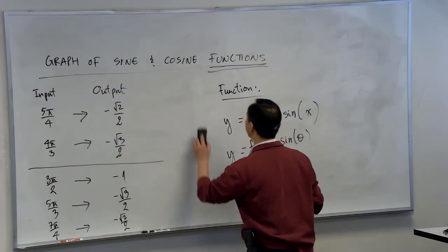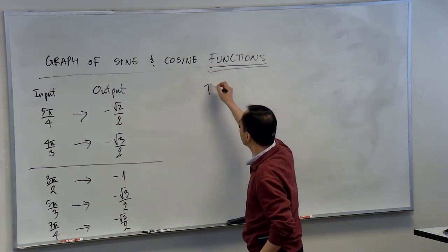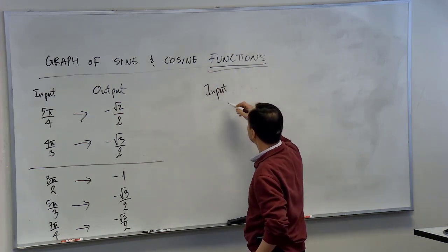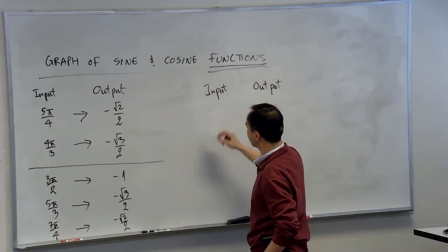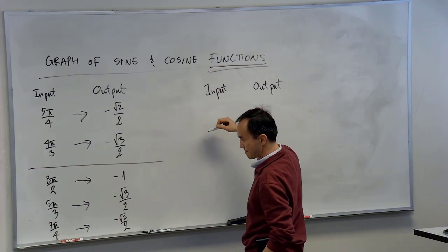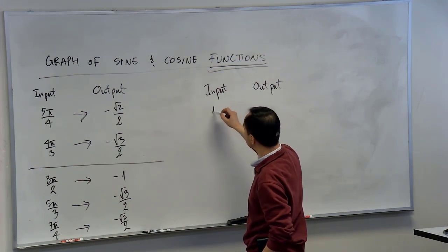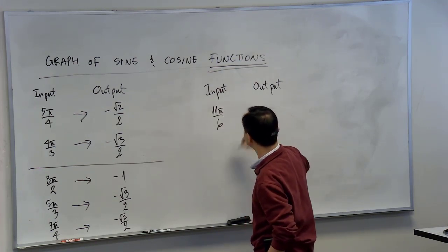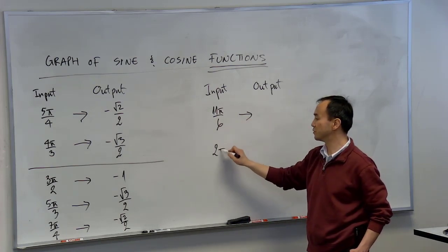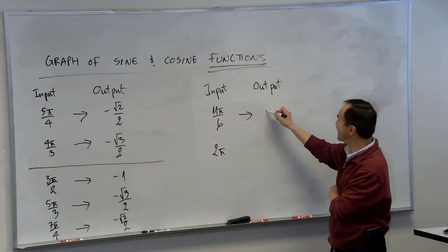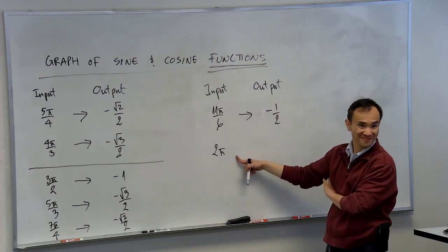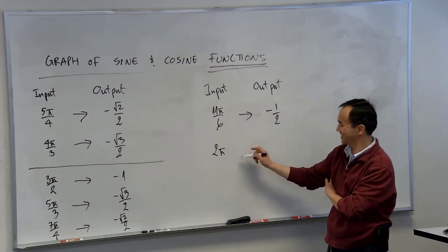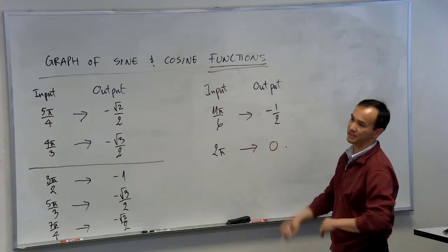And then, what about the inputs? That's the outputs. How about 11 pi over 6? There's 2 pi here. Negative 1/2, right? There you go. And what about this one here? 2 pi. Yes? 0. 0. Very good.